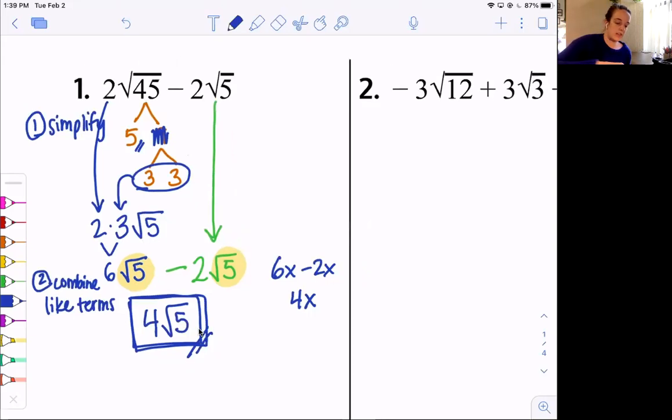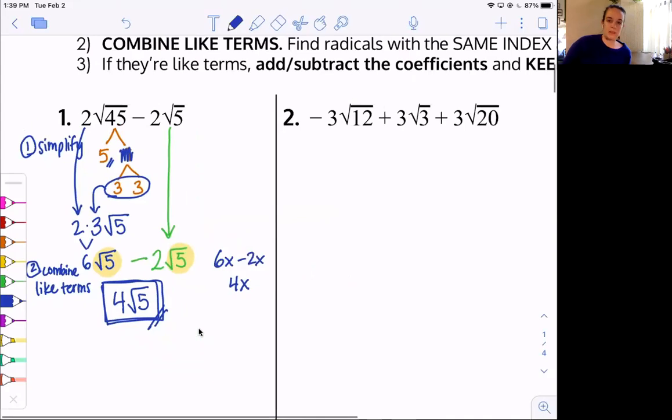Okay, let's go ahead and write down number 2. Here's question number 2. It has 3 parts. Negative 3 square root 12 plus 3 square root 3 plus 3 square root 20. All right. Our first step again is going to be to simplify. Okay. I'm simplifying. How can I break down 12?